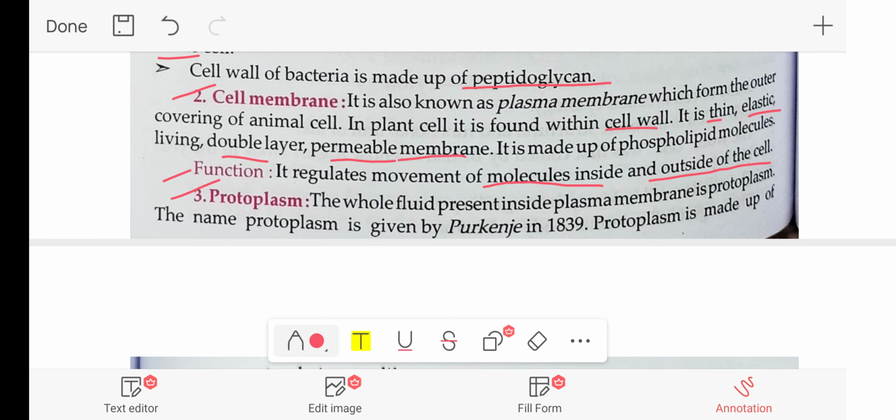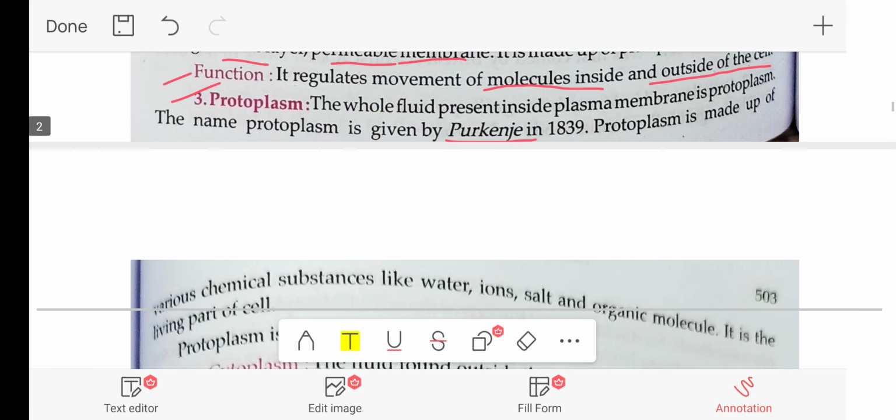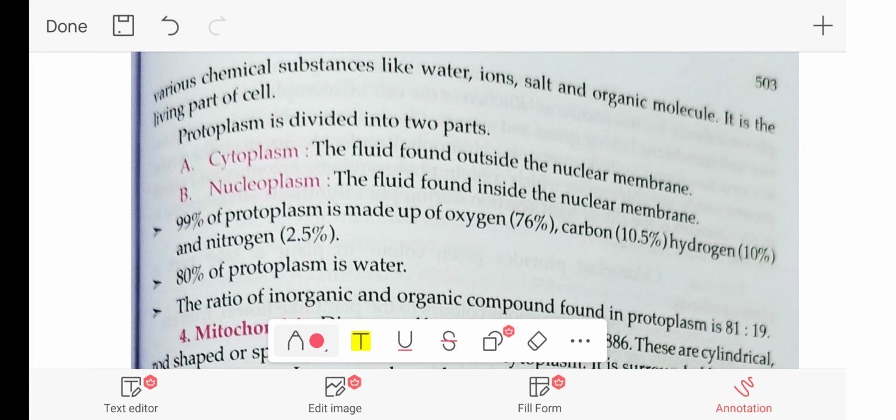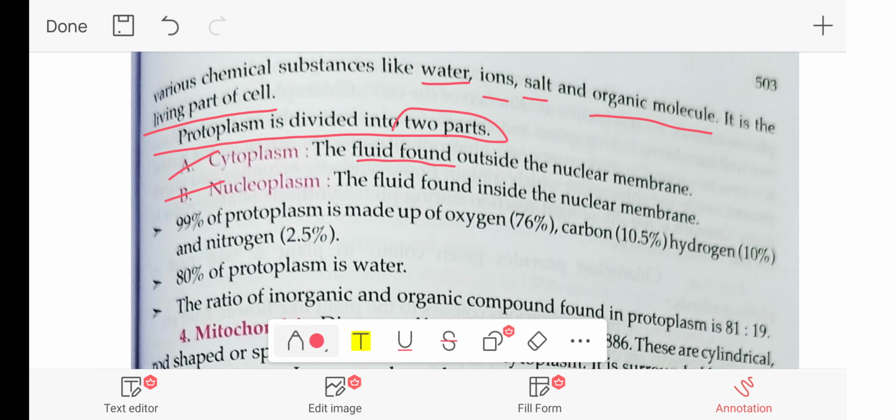Third structure is protoplasm. The whole fluid present inside the plasma membrane is protoplasm. The name protoplasm was given by Purkinje in 1839. Protoplasm is made up of various chemical substances like water, ions, salt, organic molecules. It is the living part of the cell. Protoplasm is divided into two parts, cytoplasm and nucleoplasm. Cytoplasm is the fluid found outside the nuclear membrane, and nucleoplasm is the fluid found inside.